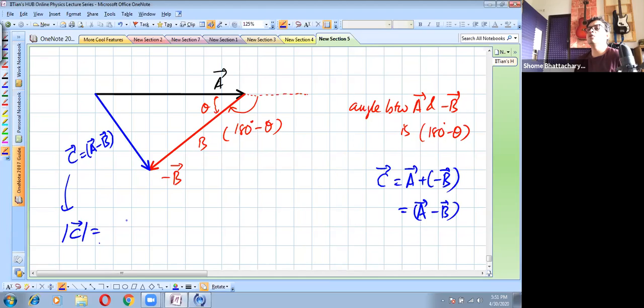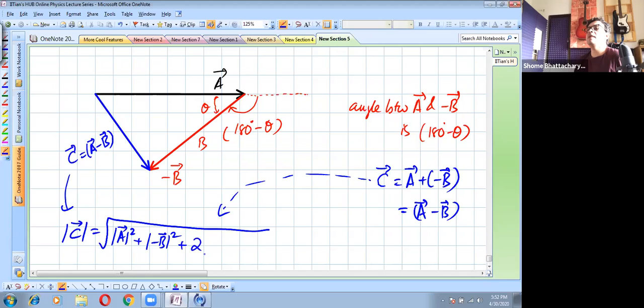Okay. So by the triangle law of vector addition, what should be the magnitude of the vector C? It should be square root of magnitude of A square plus magnitude of minus B square, because C is actually the sum of A and minus B. So from here you can see I'm using triangle law on this, plus 2 times the magnitude of A into the magnitude of minus B, into cos of the angle between them. So what was the angle between them? It was 180 minus theta. So cos of 180 minus theta.